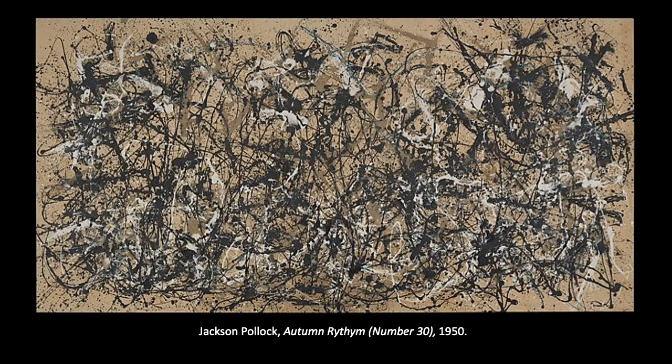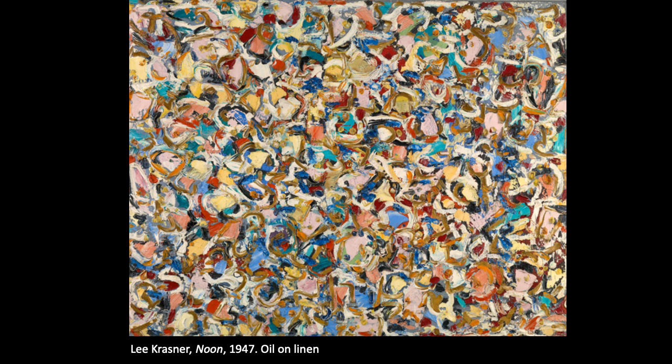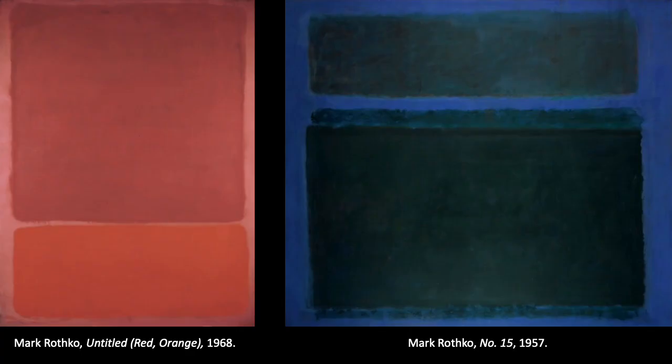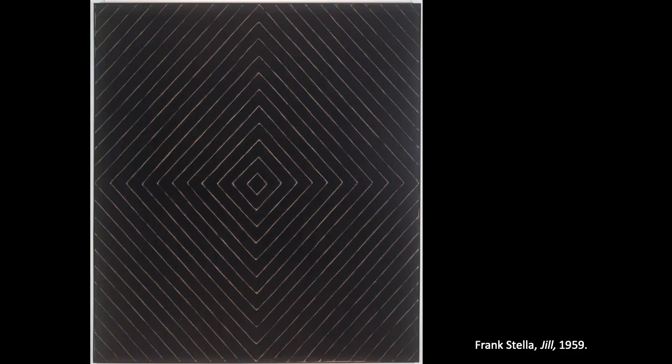Abstract Expressionism were non-representational paintings of thought and emotion. So paintings like Jackson Pollock's Autumn Rhythm, or Lee Krasner's Noon, or Mark Rothko's color field paintings, where color itself becomes the subject. In minimalism, 1950s to 1970s, we see this limited palette as well as a repetition of forms. Simple geometric forms and really primary and secondary colors.